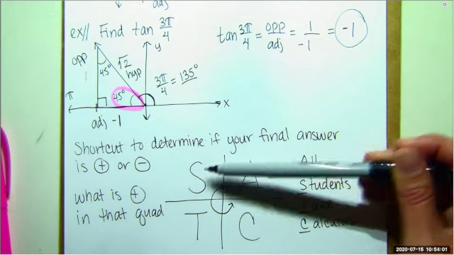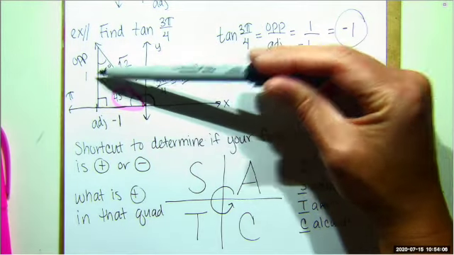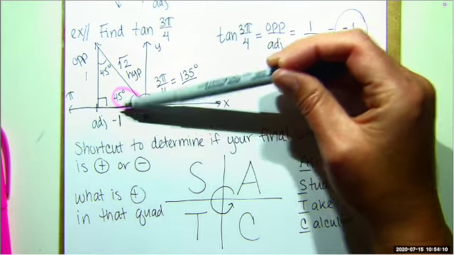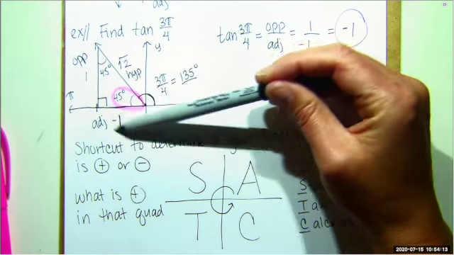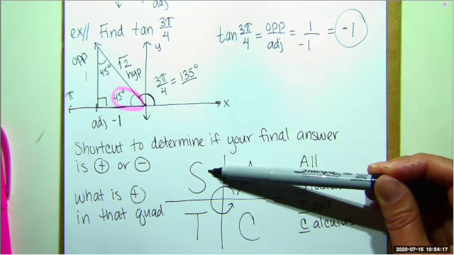If we look at our picture here, this should make sense. Sine has opposite over hypotenuse. Those are both positive. Cosine would be adjacent over hypotenuse. One of those is negative. Tangent would be opposite over adjacent. One of those is negative in the second quadrant. So sine is positive. Cosine and tangent are both negative.